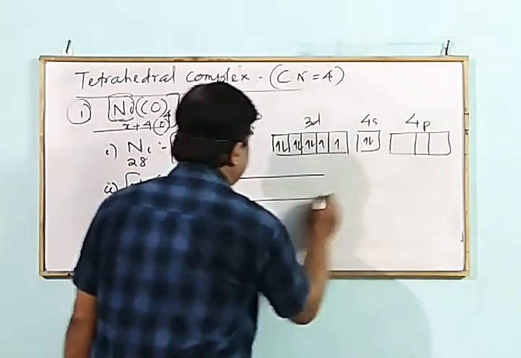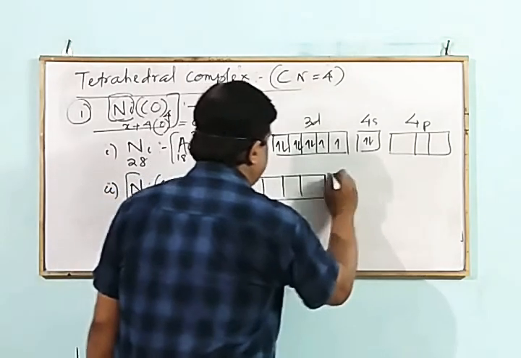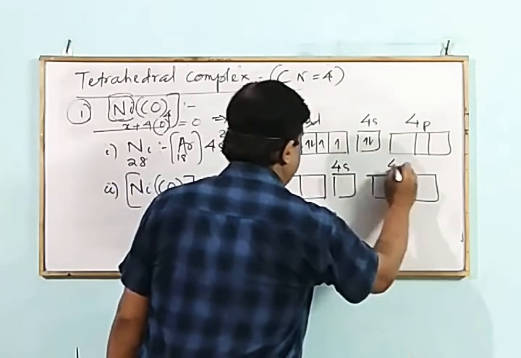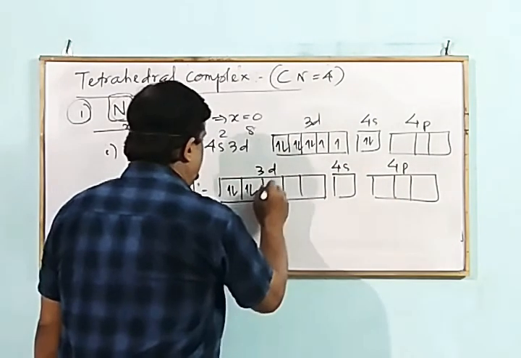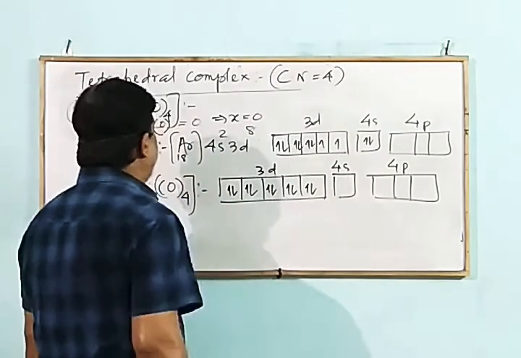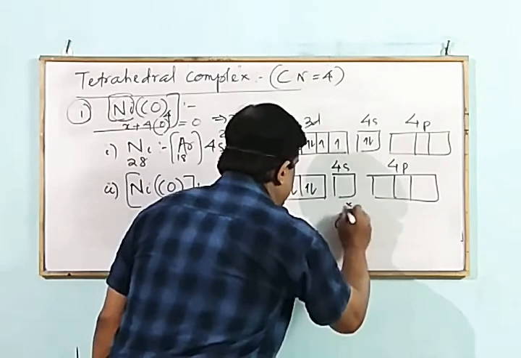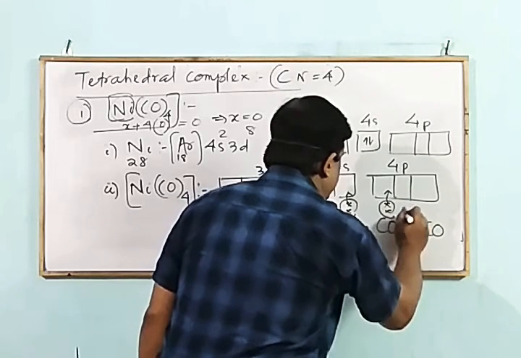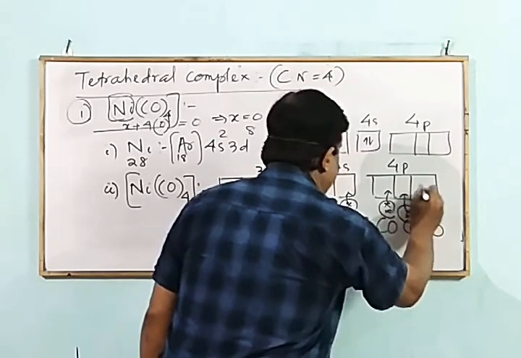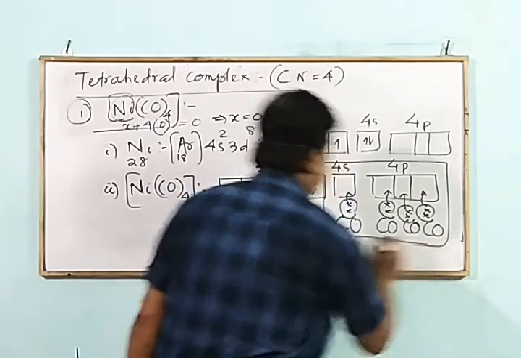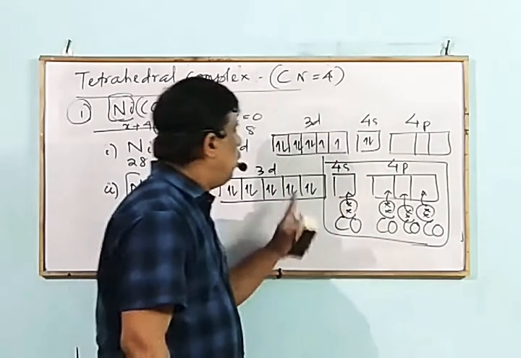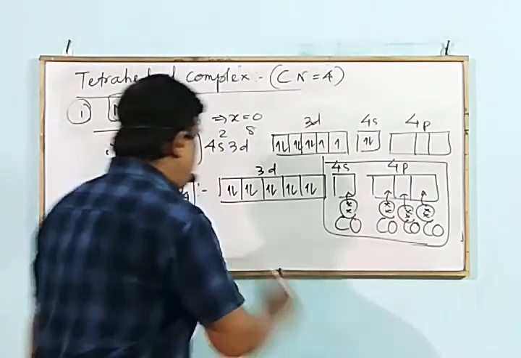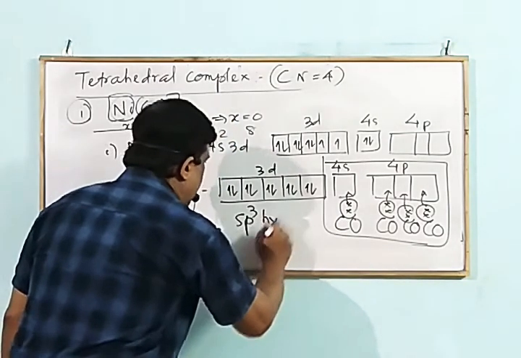The box-like diagram. It is 3d, it is 4s, it is 4p. All electrons are paired off. Here 4 ligands are there. Each ligand donates a lone pair of electrons. So from this description it is clear that one 4s orbital and three 4p orbitals result in the formation of sp3 hybridization.